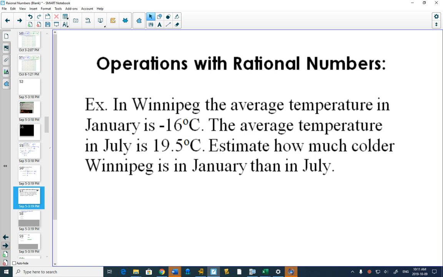In Winnipeg, the average temperature in January is minus 16 degrees. The average temperature in July is 19.5 degrees. First, we're going to estimate, and then we're going to calculate exactly. So once you've written down this question in your notes, we're going to do the estimate first.